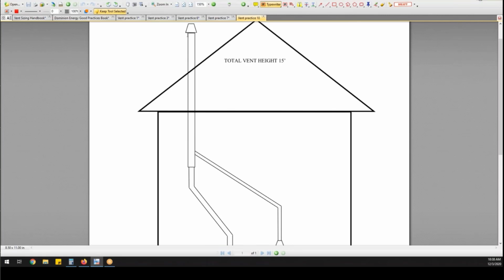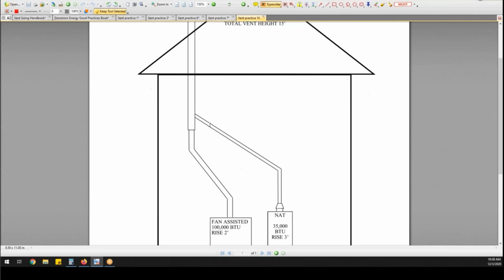Again, this is our main common vent. This is considered a connector, and this is considered a connector. And our rise is the distance on this one from here to there, and on the other one from here to about there.